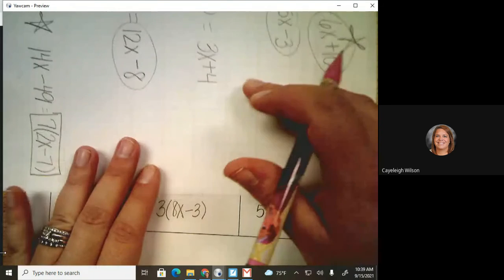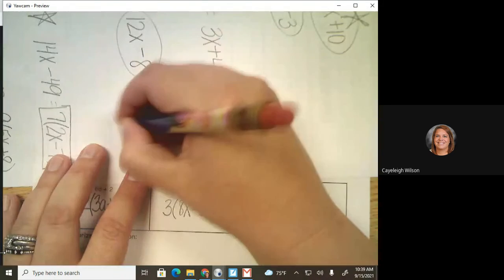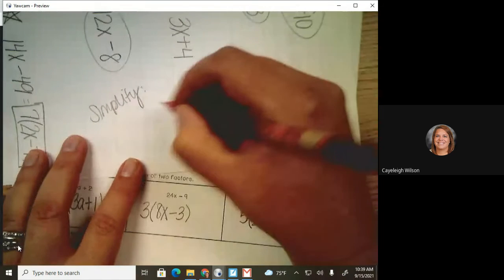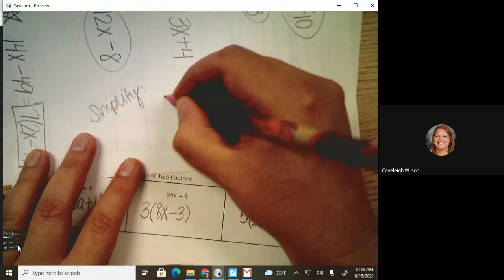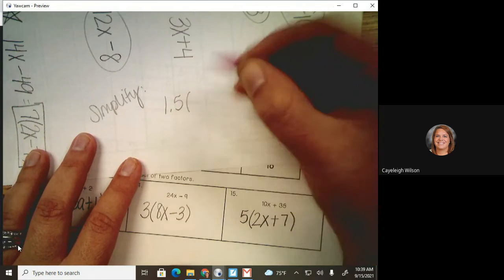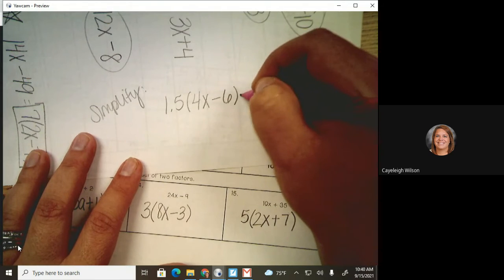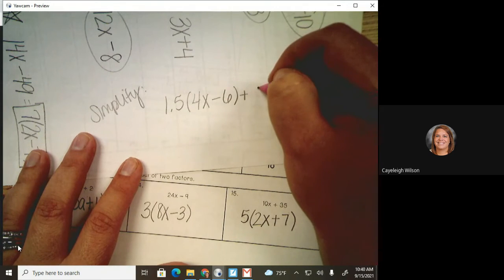Let's do one more problem here. And this one, I want you to simplify. So this one's a little bit different. So let's do 1.5 times 4x minus 6 plus 9x.